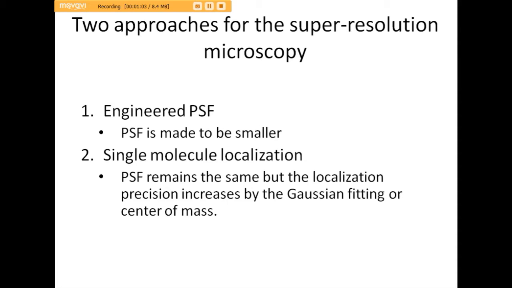Today, we're going to focus on the single molecule localization approach to achieve super resolution microscopy. Single molecule localization based super resolution microscopy still uses the conventional hardware configuration of a light microscope. That means the microscope essentially has the same PSF, the same NA and the same wavelength. However, the super resolution is achieved by using Gaussian fitting or center of mass.